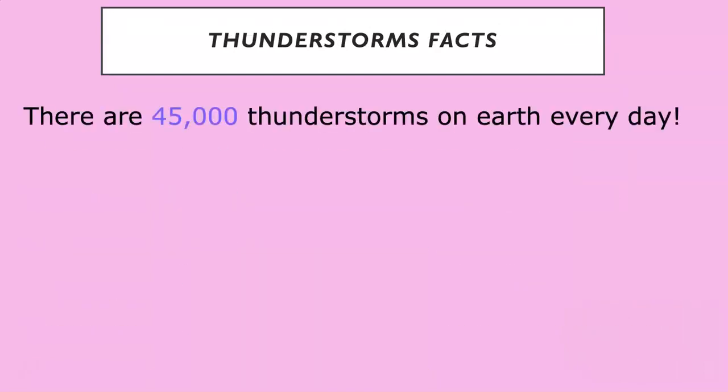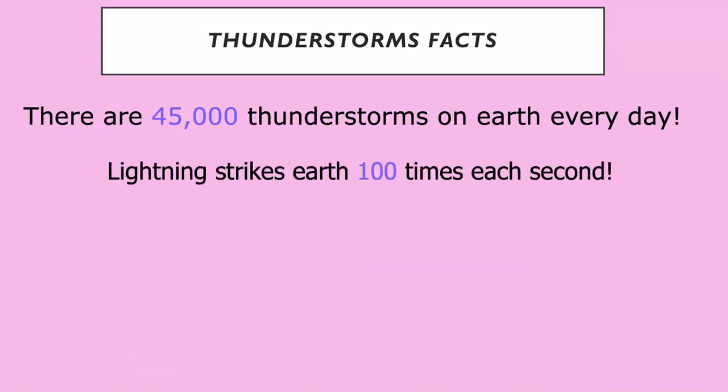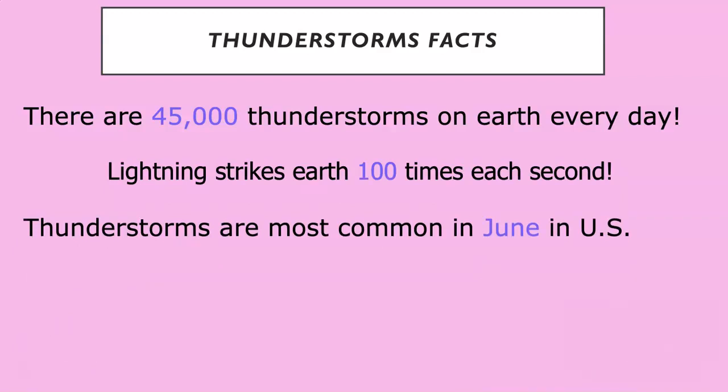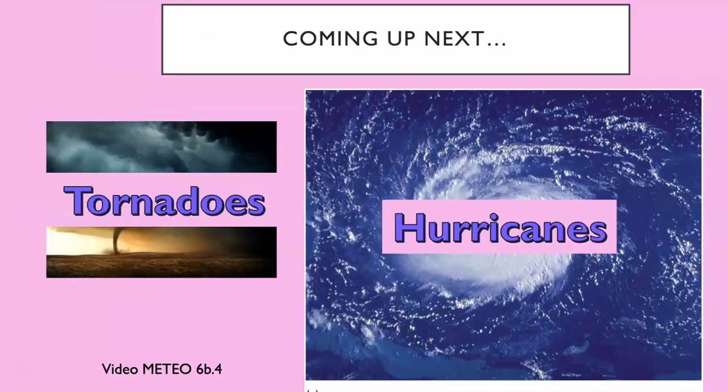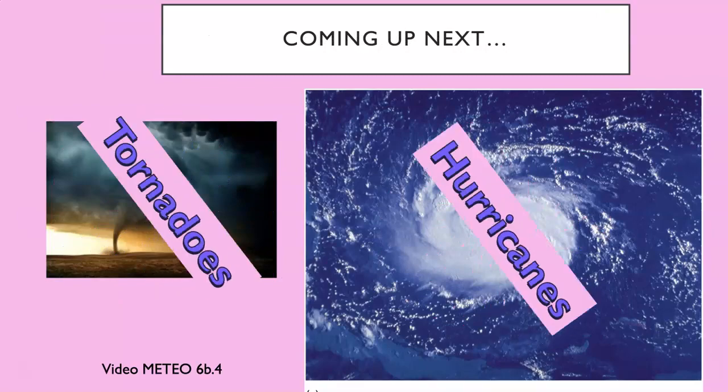Some quick facts about thunderstorms. There's a whole lot of them every day on Earth. Lightning strikes Earth 100 times in a second, which is crazy. And thunderstorms and hail are very common in May and June because that is when we have the most common conditions for thunderstorms to occur. Coming next, tornadoes and hurricanes.